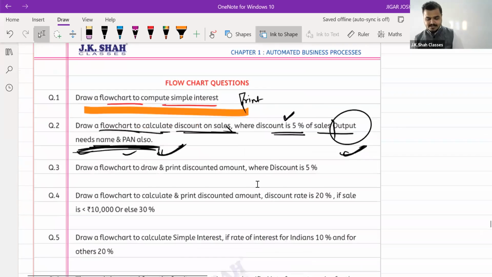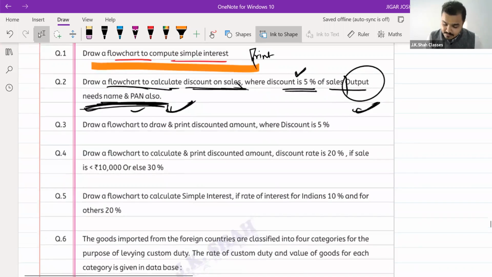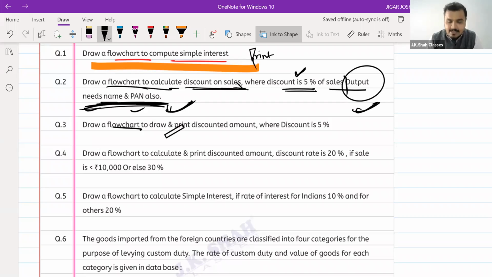Now please refer to question number 3. Concentrate. Draw closer to draw and print. The word print is there in the question. So if the word print is there in the question, my dear children, then we will draw which one? Sir, the parallelogram design we will make. Understood?